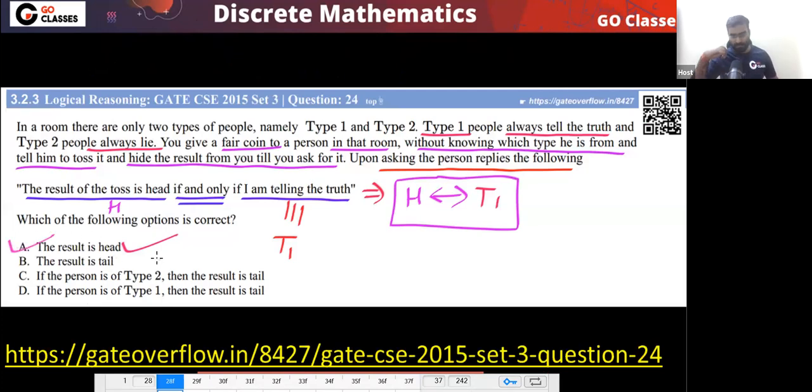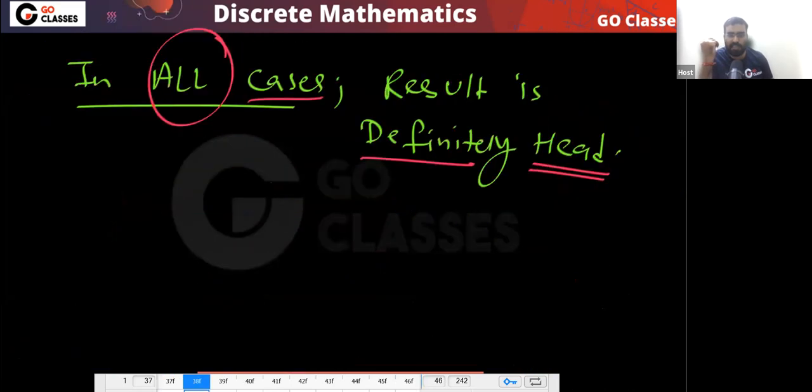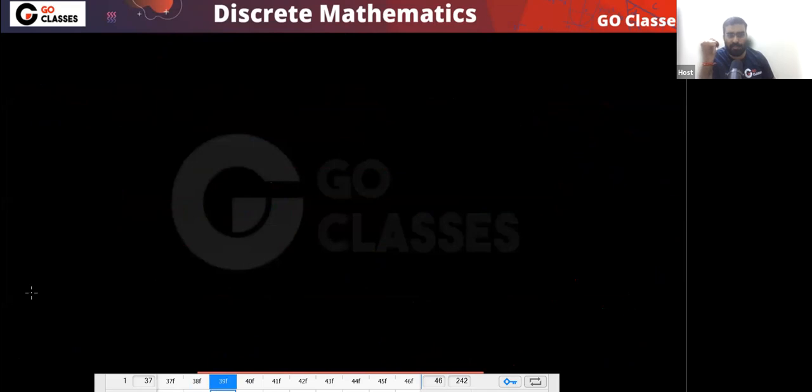Option A. Please tell me, did you understand this complete analysis of this question? Very simple question, very easy question, and very interesting question. This type of questions should come in the GATE exam, definitely. These are very beautiful questions. In TIFR, they will ask you this type of questions many times. Please let me know. Okay, very good.